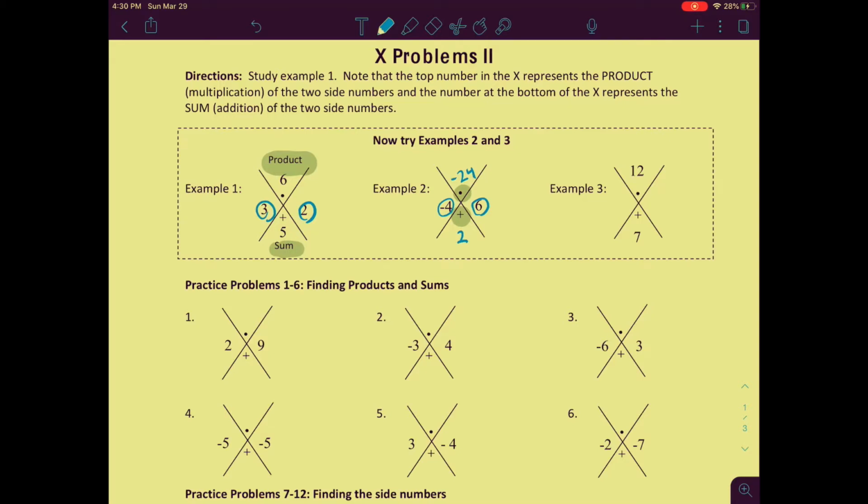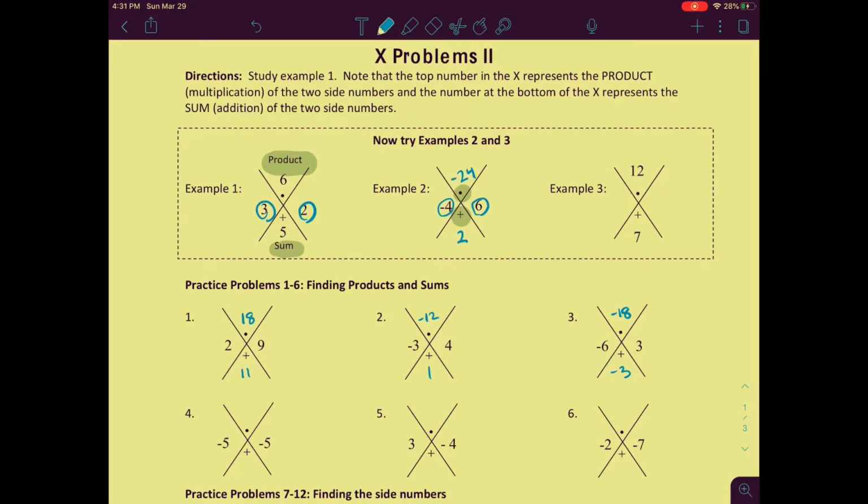At this point, I'm going to go through examples 1 through 3 below. I'm going to just work them out, and you can work them out with me as well. For number 1, I have 2 and 9 on the sides. When you multiply 2 and 9 together, you should get 18, and when you add 2 and 9 together, you should get 11. For number 2, I'm going to multiply -3 and 4, which gives me -12, and when I add them up, I get +1. For number 3, when I multiply -6 and 3, I get -18, and when I add up -6 and 3, I get -3.